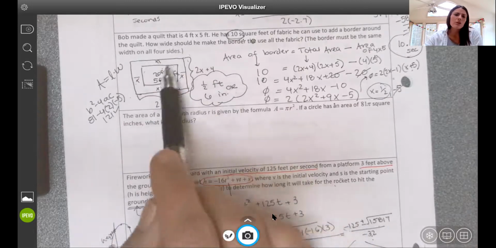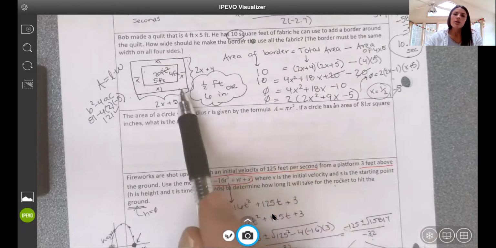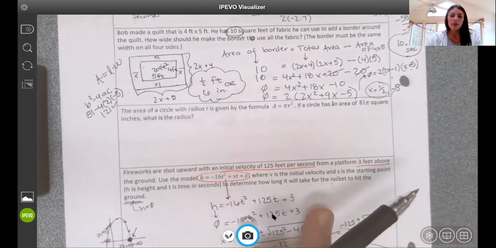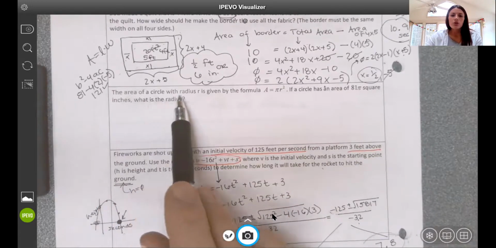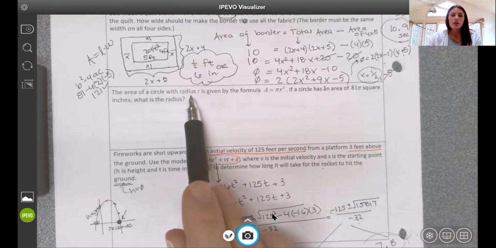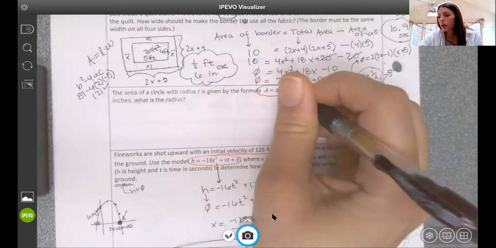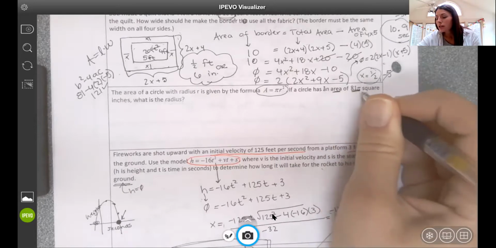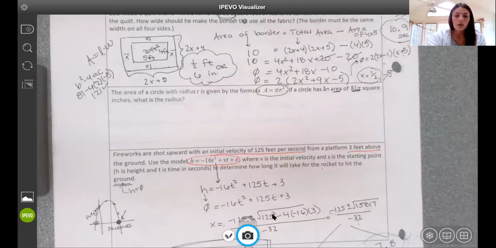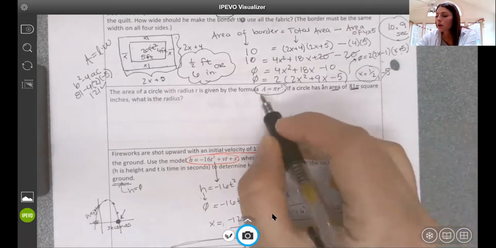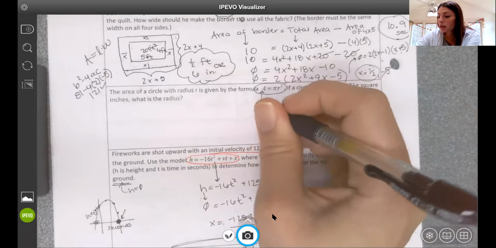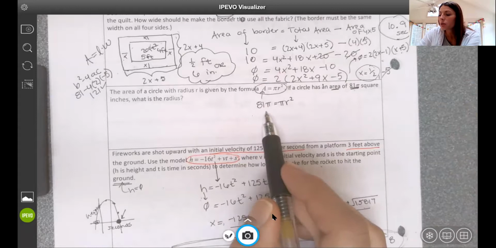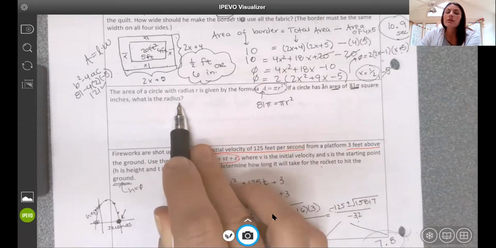So again, this goes back to our factoring unit, not so much the new stuff we've done this time around. Let's look at our last application problem here. It gives us a new formula: the area of a circle with radius r is given by A equals pi r squared. It says if a circle has an area of 81 pi, I can substitute 81 pi for the area in my formula here. We want to know what is the radius.